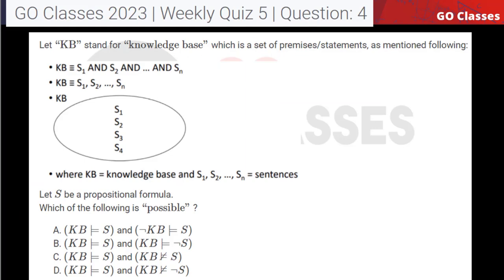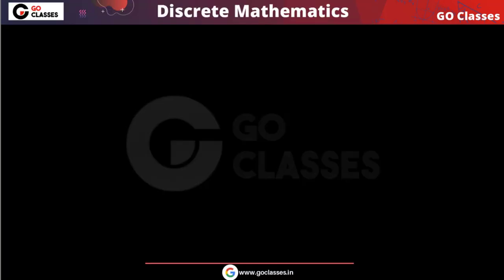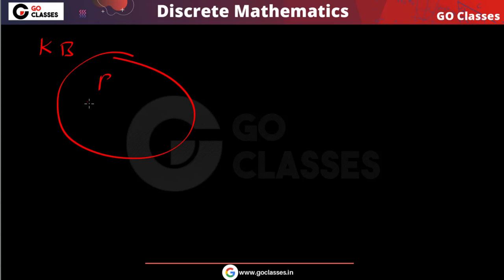This is question number 4, and in this question, first of all, this definition is given to you. Let KB stand for knowledge base. This concept we have already seen in the class, and we have already seen what a knowledge base is. A knowledge base is basically a set of premises. For example, let's assume this is the knowledge base: P and Q, P implies Q. So let's assume this is a set of premises.